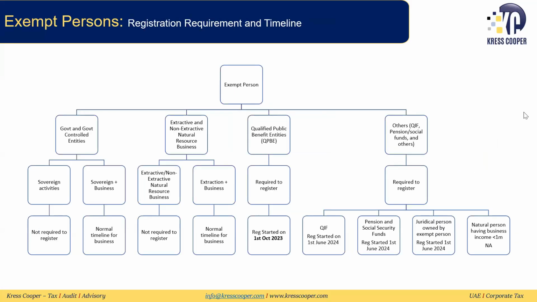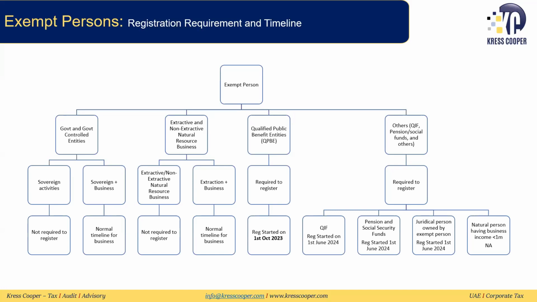So if we talk about the registration requirement, moving on from who has an automatic exemption and who doesn't, we discussed the government and government controlled entities, which might be doing only the sovereign or mandated activities, or other business activities as well. If they are purely doing the sovereign or mandated activities, they are not required to register and they have this automatic exemption. If they are doing the sovereign activity and some other business under a trade license, then for that particular business, they will have to follow the normal timeline for the registration.